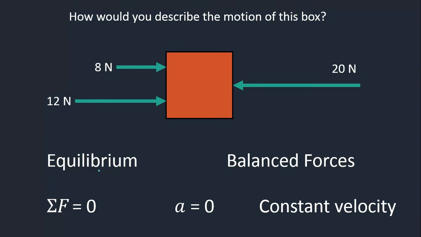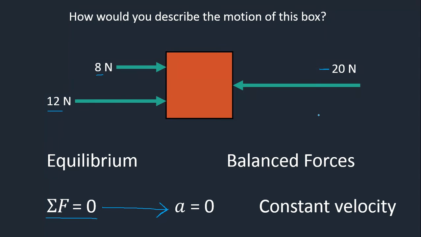So the box is in equilibrium because the forces are balanced. This means that the net force, or the sum of all the forces, is 0 newtons. 8 plus 12 plus a negative 20 will give us 0. And because of these three things, this box will not experience any acceleration, so it will move with a constant velocity.